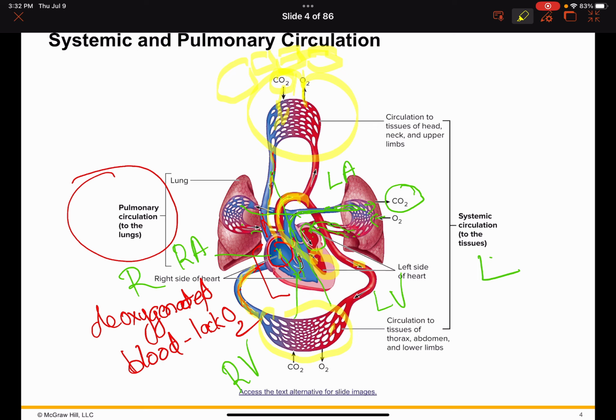So after delivering oxygen, the blood becomes deoxygenated. Here deoxygenation happens. The deoxygenated blood returns back to, like I said, the right atrium through the superior vena cava or inferior vena cava in the systemic circulation. So if you want to really remember, pulmonary circulation oxygenates the blood. Systemic circulation delivers oxygen to the body.